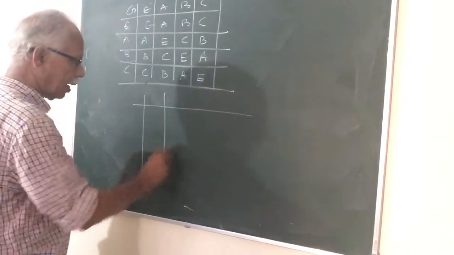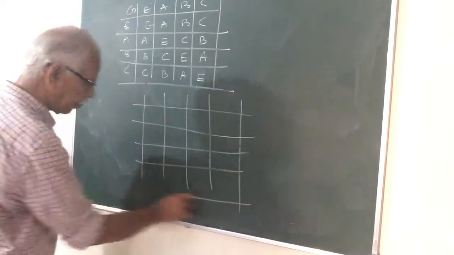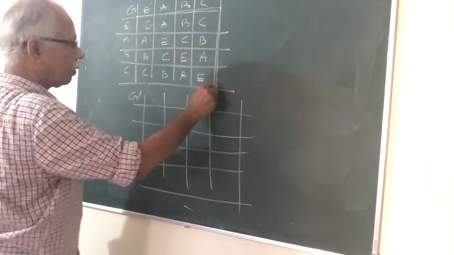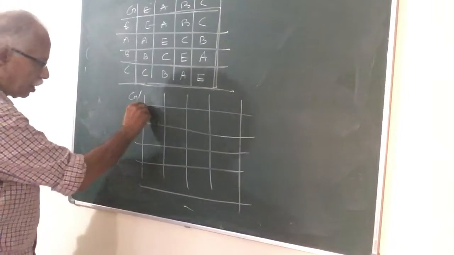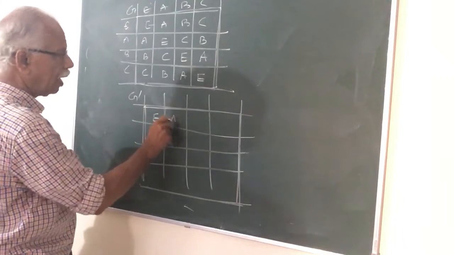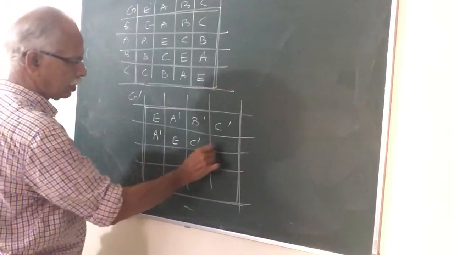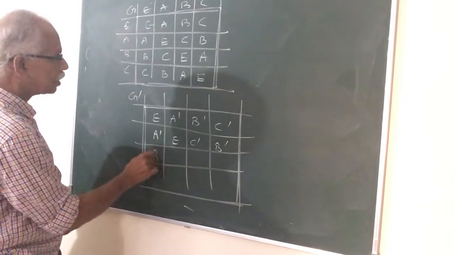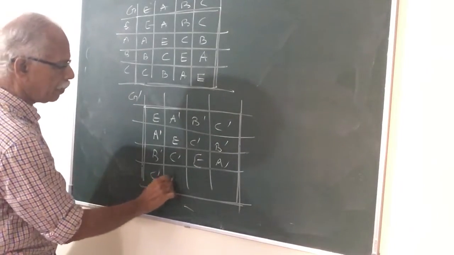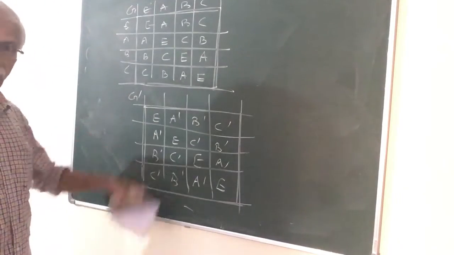Looking at this, we can write a multiplication table of the G dash group like this. I'll write only what is within the box. This is the area of the multiplication table. So it will be identity, A dash, B dash, C dash, A dash, E, C dash, B dash, then B dash, C dash, E, A dash. Simply looking at this, C dash, B dash, A dash, E. There is a one-to-one correspondence between the operations.